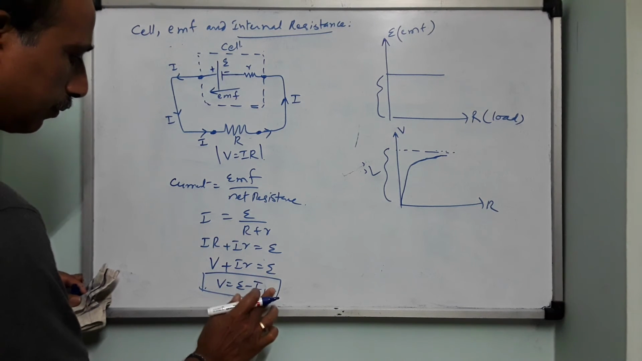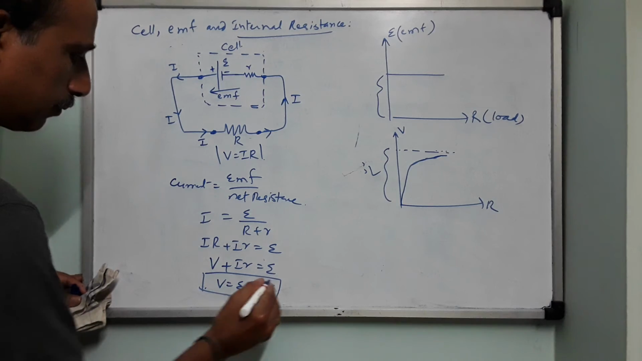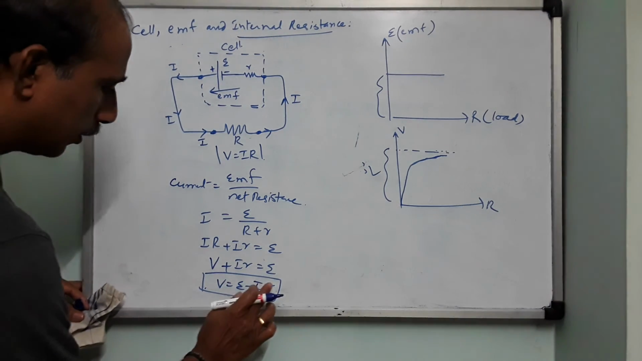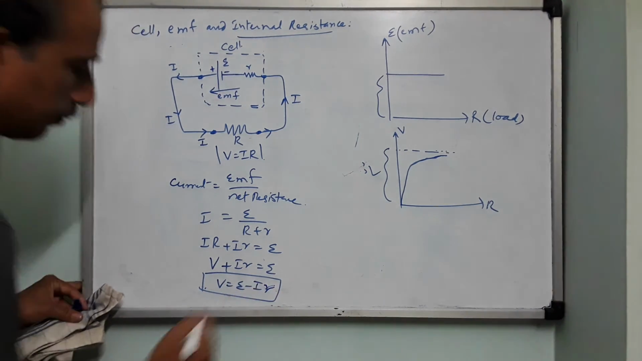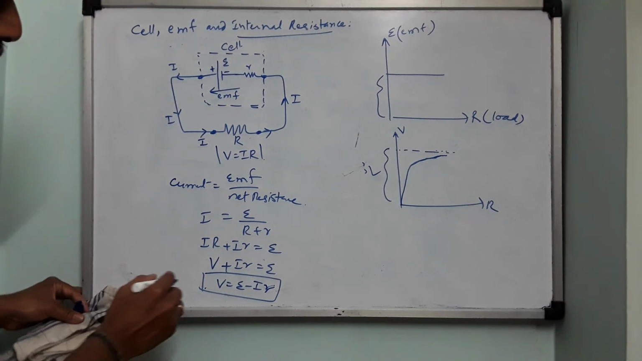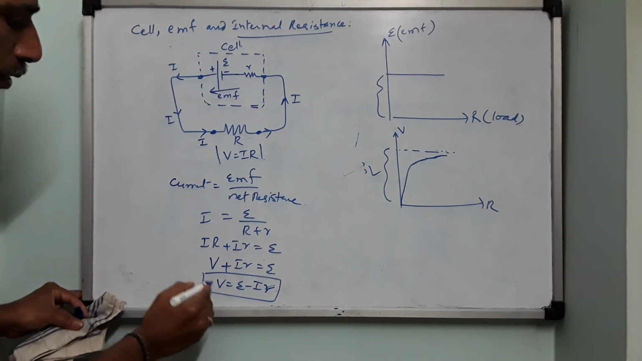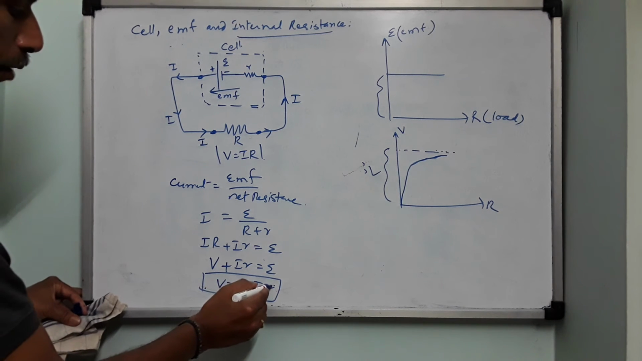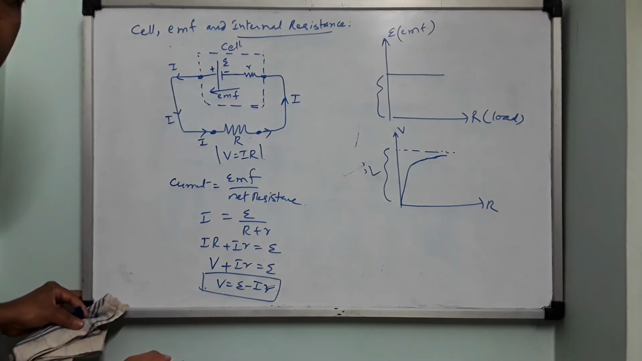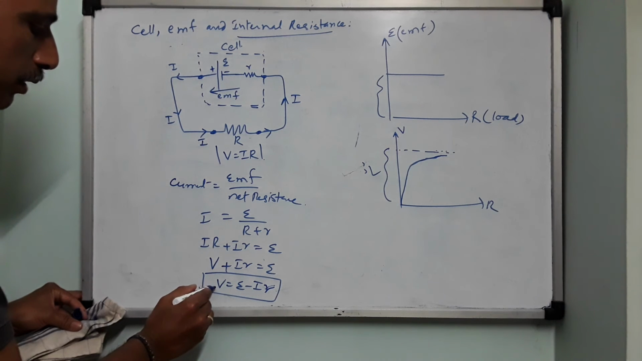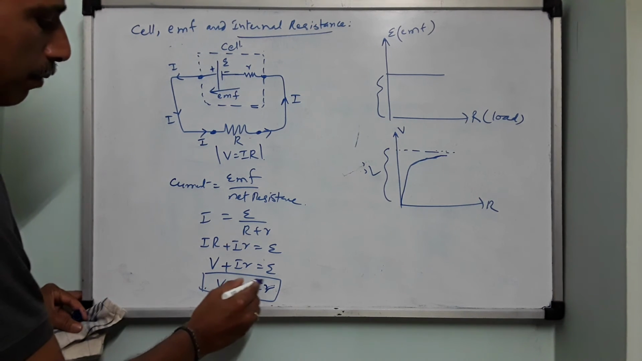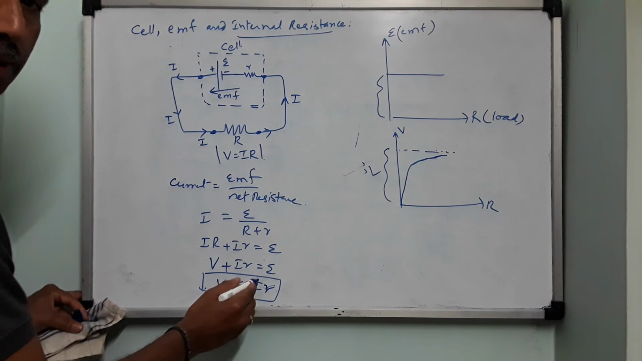Small r, this is. Very important equation this. So the terminal potential difference will always be less by an amount Ir. I repeat, the terminal potential difference will always be less than EMF by an amount Ir. Okay, right.